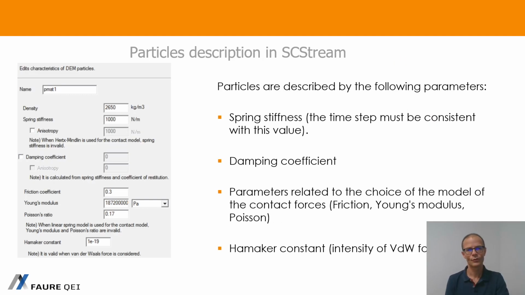If you choose the DEM method to simulate particle behavior, you will need to define the following parameters. Spring stiffness first, then the damping coefficient, which is an option, and then the parameters related to contact force definition, which are friction coefficients, Young's modulus, and Poisson ratio. Finally, the Hamaker constant will define the intensity of van der Waals forces.